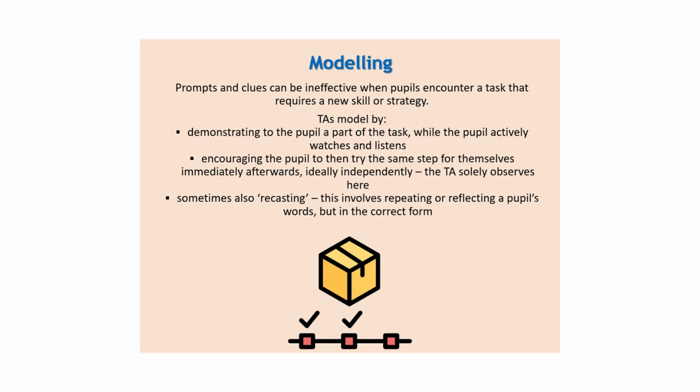Modelling. Prompts and clues can be ineffective when pupils encounter a task that requires a new skill or strategy. TAs model by demonstrating to the pupil a part of the task while the pupil actively watches and listens, encouraging the pupil to then try the same step for themselves immediately afterwards, ideally independently. The TA solely observes here. And sometimes also recasting. This involves repeating or reflecting a pupil's words, but in the correct form.